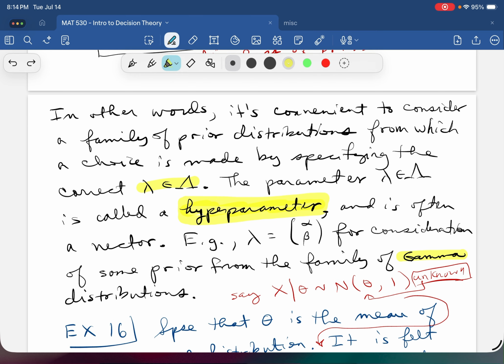One example would be where we're considering the family of gamma distributions. And then our hyperparameter would be a vector here, which consists of the parameters which identify the particular gamma distribution that we feel appropriate for the prior distribution.